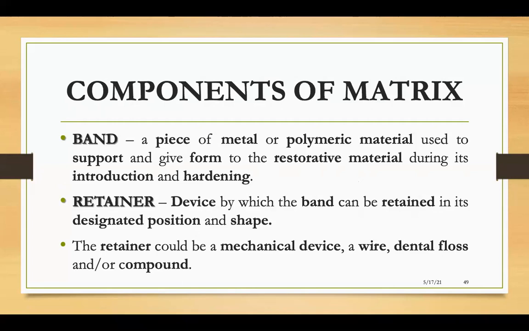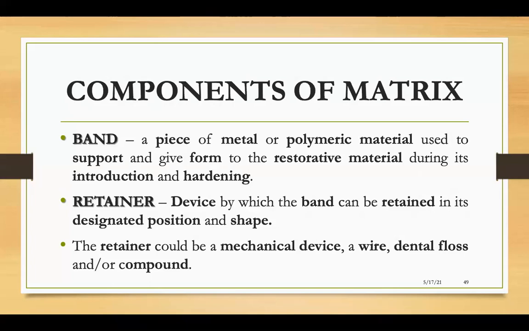Now, this is exactly your bread and butter if you're doing class 2, class 1, or whatever restorations in cons. A band is a piece of metal or polymeric material used to support and give form to the restorative material during its introduction and hardening. This is my favorite viva question as far as matrices, retainers, and wedges are concerned. So please remember this question.